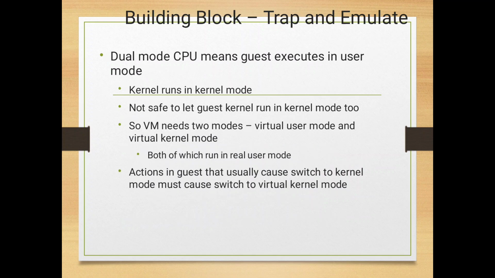So the first one is the trap and emulate. In this dual mode CPU, the guest executes in the user mode. Here the kernel runs in the kernel mode and the guest executes in the user mode. It is not safe to let the guest kernel run in kernel mode too. So the VM needs two modes, the virtual user mode and the virtual kernel mode, both of which run in real user mode. Actions taken in the guest that usually cause a switch to kernel mode must cause a switch to virtual kernel mode.